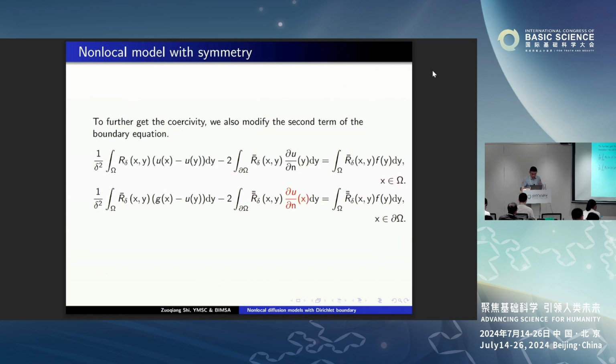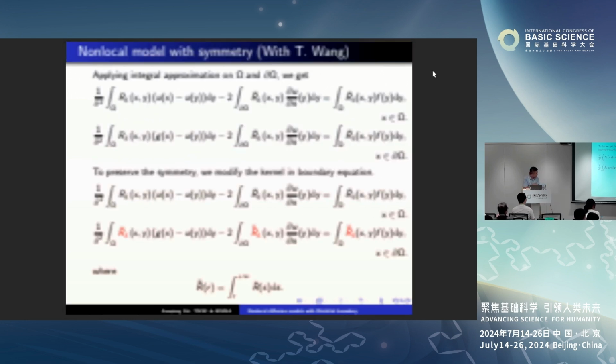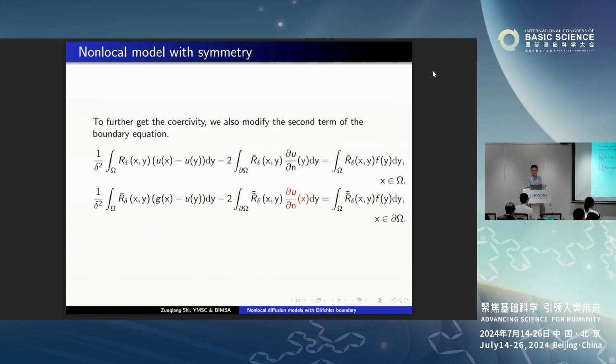Okay. Further, to get the coercivity, we also modify the second term a little bit. Here, we just replace the variable Y by X. Then we can put this normal derivative term out of the integral. Then we can easily get the coercivity of this integral system. And in this system, we treat the normal derivatives of u as an auxiliary variable. Actually, in this model, we solve u, the solution, and the normal derivatives together simultaneously.